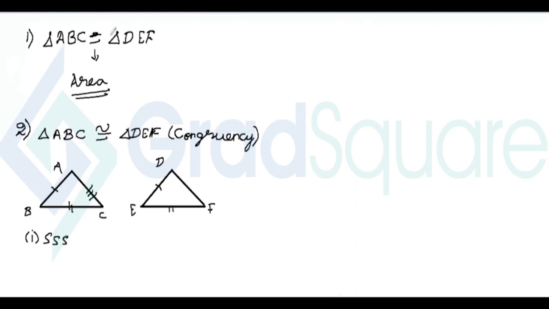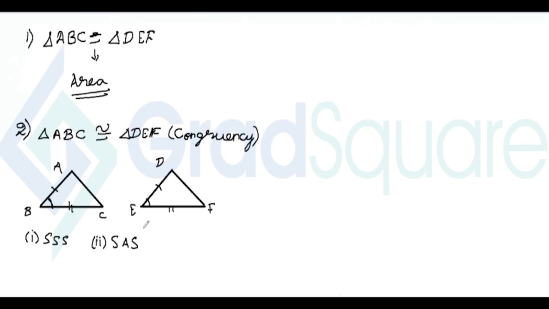The second way of proving congruency between two triangles is SAS, which of course stands for side angle side. So if between two triangles I can prove that two sides are equal, AB and DE are equal, BC and EF are equal, and if I can also prove that angle B and angle E are equal, then this is also sufficient for me to say that the two triangles ABC and DEF will be congruent.